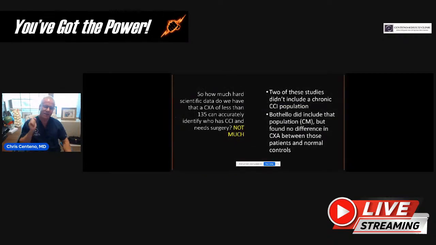So how much hard scientific data do we have that a CXA of less than 135 can accurately identify who has CCI and needs surgery? Not much. Two of these studies didn't even include that population, and the only one that did include a population kind of like that found no difference in the CXA between symptomatic and normal patients.